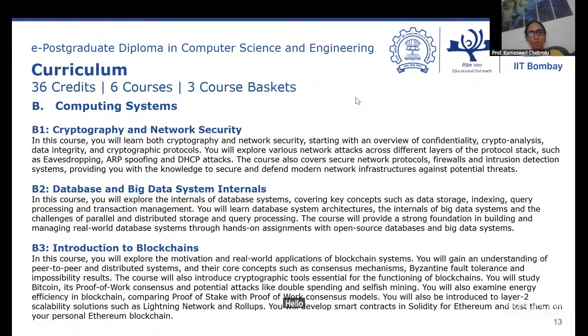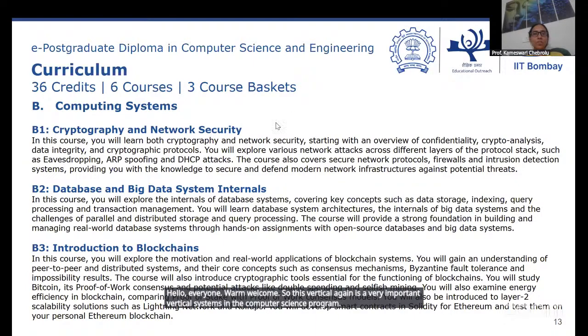Hello, everyone. Warm welcome. So this vertical, again, is a very important vertical, systems, in the computer science program. So this will cover, again, 3 courses. Like Sudarshan was mentioning, security is again a very important topic in today's world. And cryptography specifically is the foundational basis for security. Without understanding cryptography, it is difficult to navigate the security world. So this course will give a good understanding of cryptography, what the techniques for encryption are that provide confidentiality, what provides integrity, and how you design cryptographic protocols.